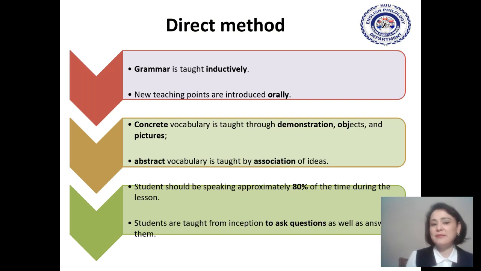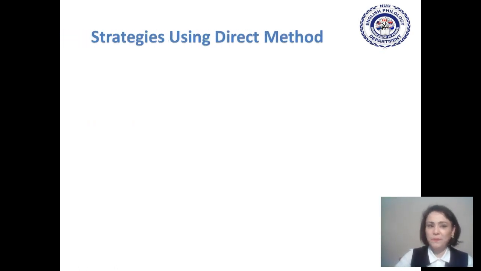In the direct method, grammar is taught inductively. Students should be speaking approximately 80% of the time during the lesson, and the teacher should talk 20% of the lesson. Students are taught from inception to ask questions as well as answer the questions.